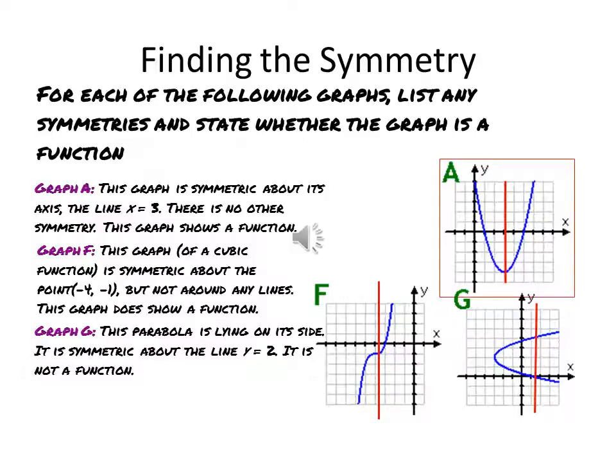This graph of a cubic function, which you should have been able to identify offhand, is symmetric about the point (-4, -1), but not around the lines. This graph does show a function. Once again, we already could tell based off of it being a cubic function, and it also passes the vertical line test. Let's go to graph G.